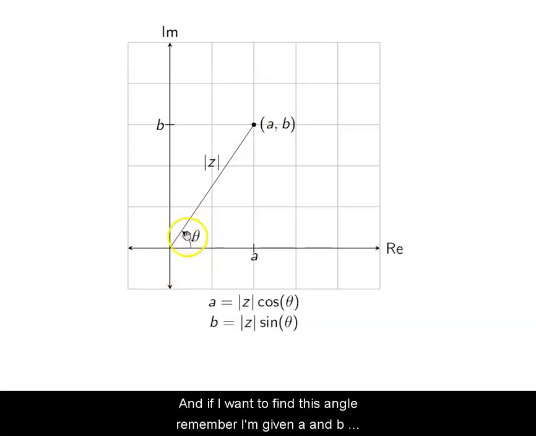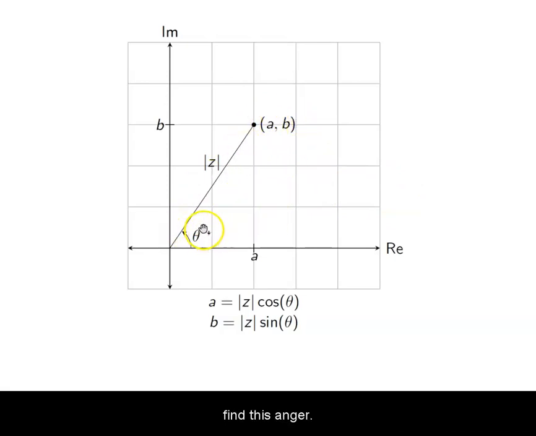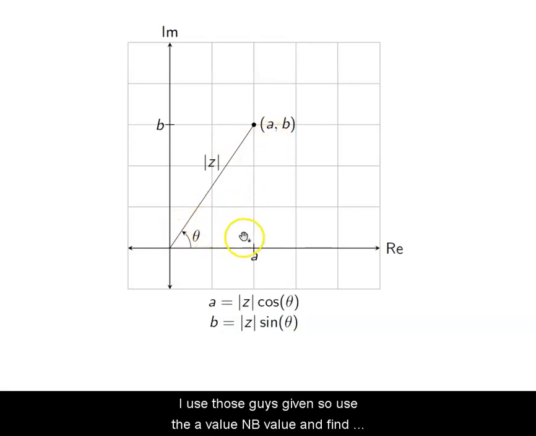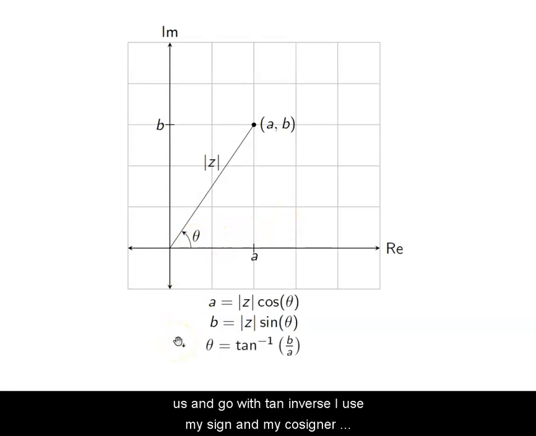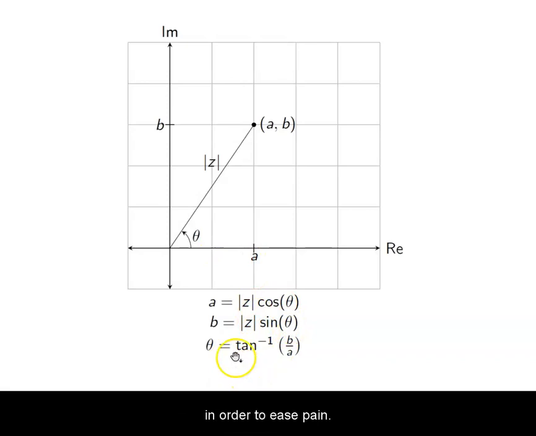And if I want to find this angle, remember I'm given A and B, right? This is A plus BI, so I know what A is, I know what B is. So in order to find this angle, I'll use those values given. So I'll use the A value and B value and find this angle with tan inverse. Okay, I use my sine and my cosine in order to find that angle. So these three formulas here are how we're going to relate our complex values into the complex plane and relate them with trigonometry.